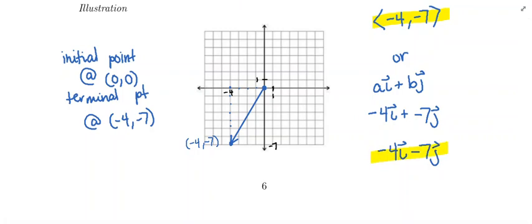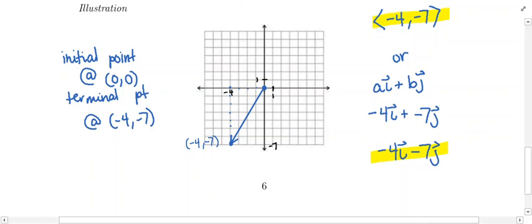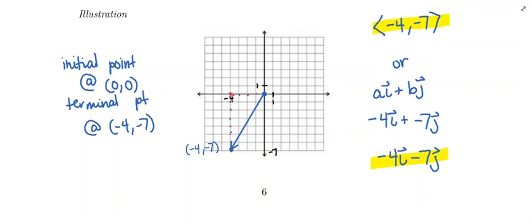Okay, as far as the IJ form goes, it's basically telling you how to move in the I direction, which is along the x-axis, and how to move in the j direction, which is along the y-axis. If I start at the initial point, the origin, I need to do -4I, so that's -4 units along the x-axis. So I would go left 4, 1, 2, 3, 4. That brings me right here. And then I have to move -7 units in the j direction, which is paralleling the y-axis. So I need to go down 7 units, 1, 2, 3, 4, 5, 6, 7, and I end up right there at the terminal point. So again, this is just another way of being able to express a vector.